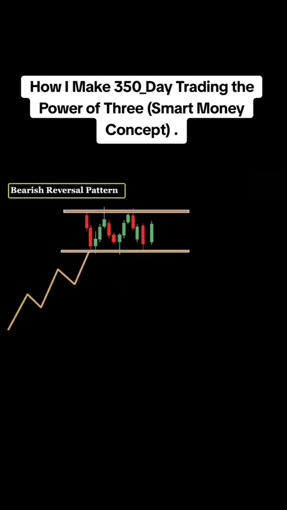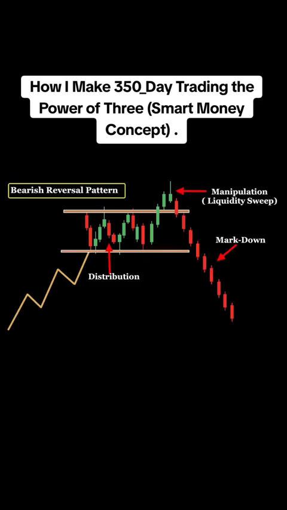Bearish reversal pattern. The bearish reversal pattern also has 3 phases: distribution, manipulation, and markdown. This pattern typically appears at the end of an uptrend. In the distribution phase, smart money gradually sells their positions while the market consolidates in a range. The manipulation phase follows, where price breaks above resistance, triggering stop losses and trapping breakout traders. However, price quickly closes back inside the range, signaling a liquidity sweep. The final phase is the markdown, a strong bearish move. As retail traders, we aim to enter at the start of this markdown to profit from the downward trend.